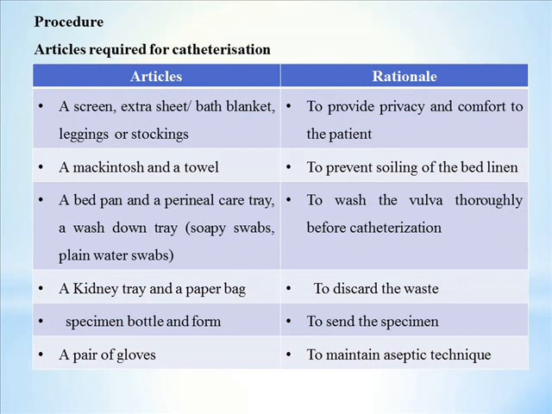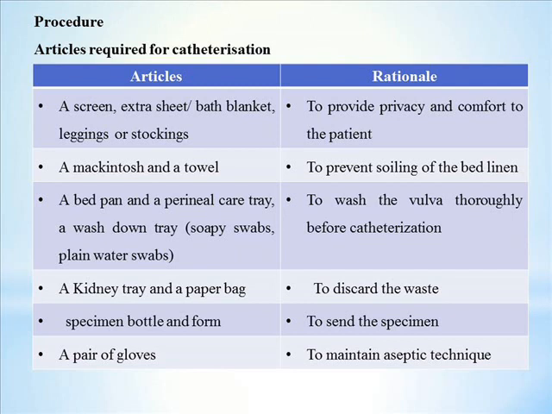Required for catheterization. Number 1, we have a screen with extra sheet or bath blanket, leggings or stockings to provide privacy and comfort to the patient. Then we need a Macintosh and a towel to prevent soiling of the bed linen. Then a bedpan and a perineal care tray, a wash down tray with soapy swabs and plain water swabs to wash the vulva thoroughly before catheterization.